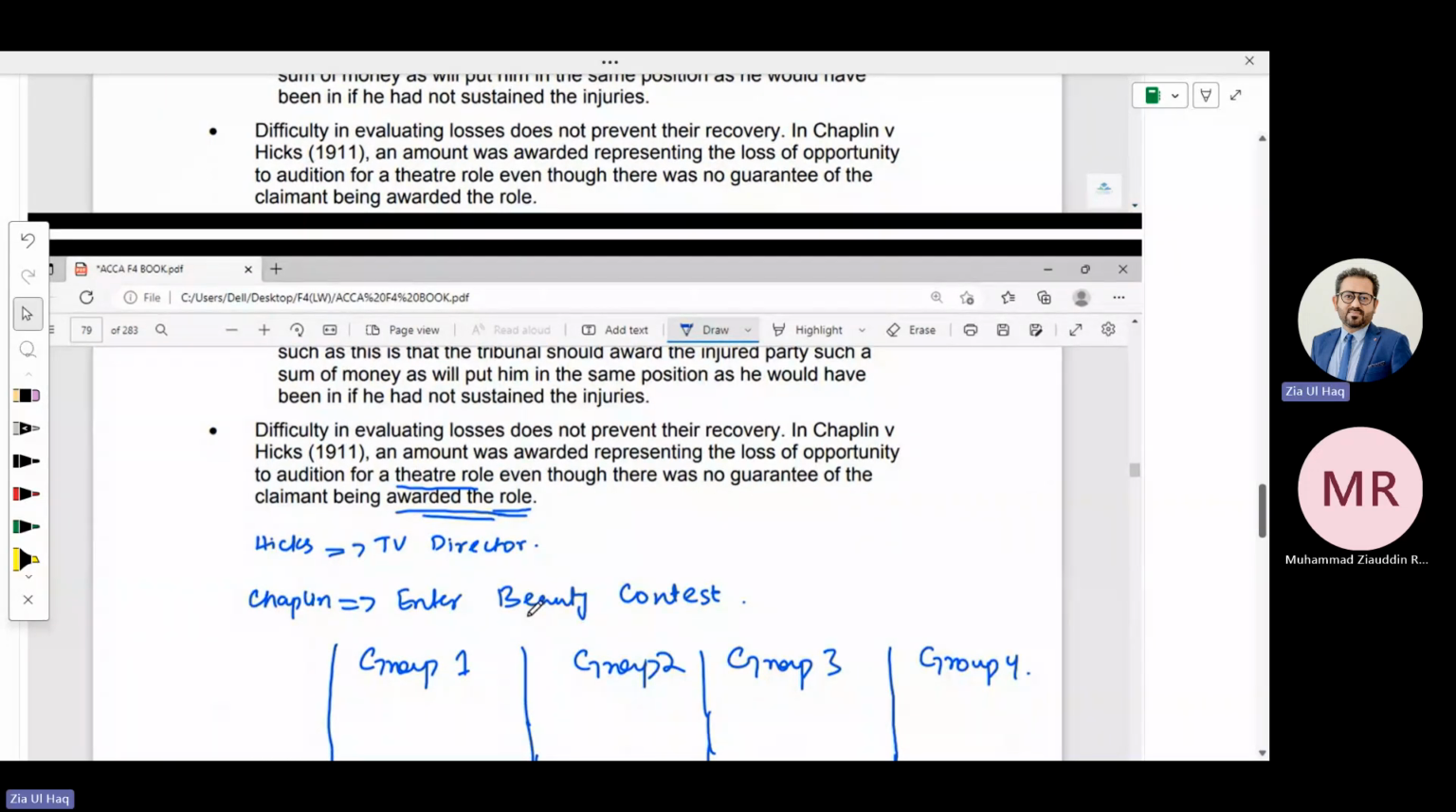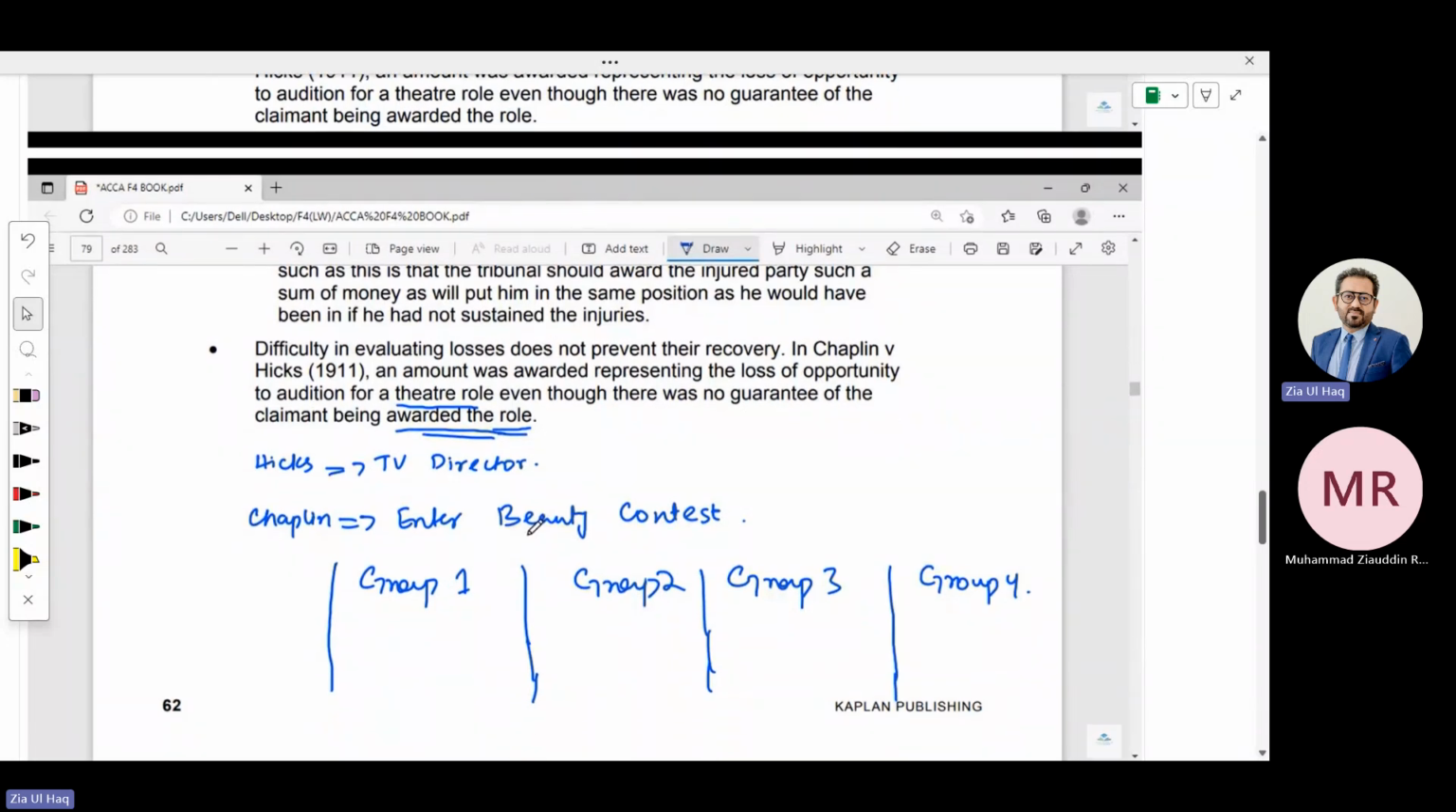This is another rule. Difficulty in evaluating losses does not prevent the recovery.